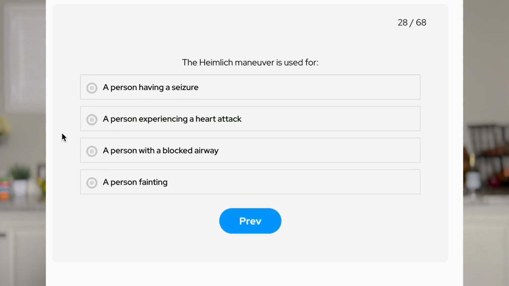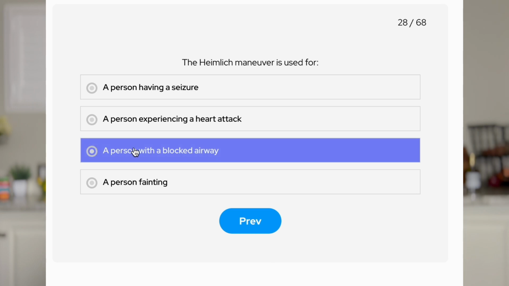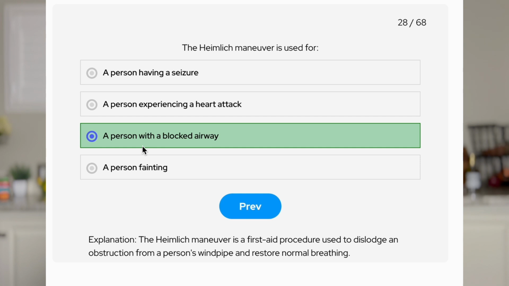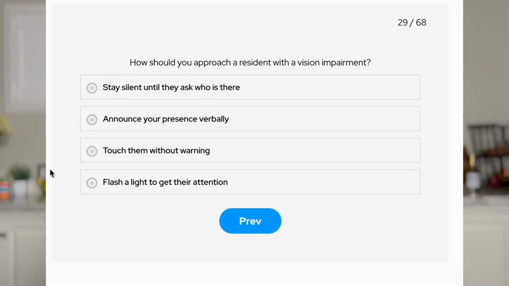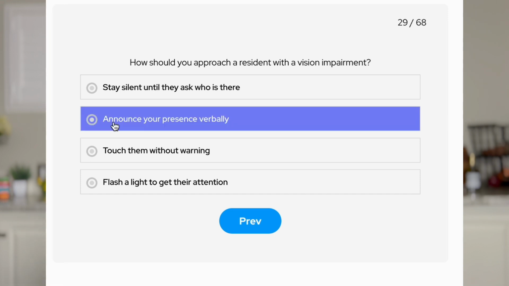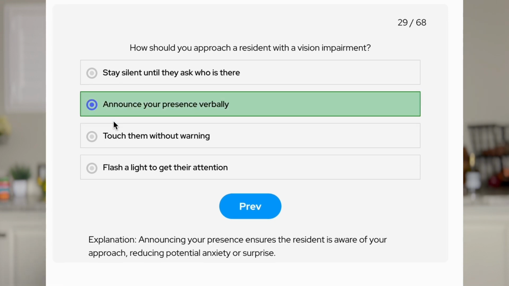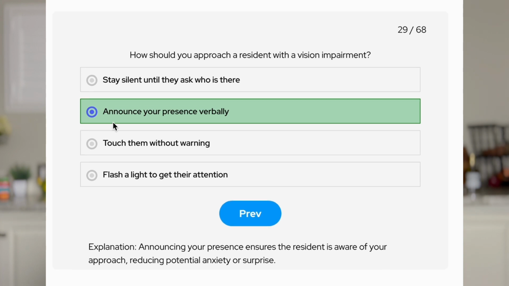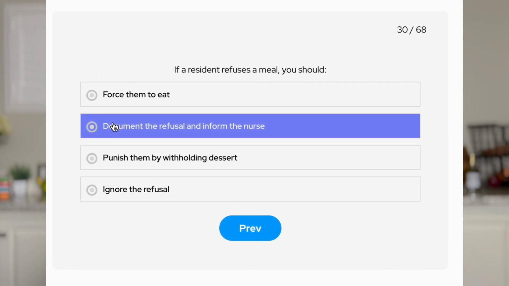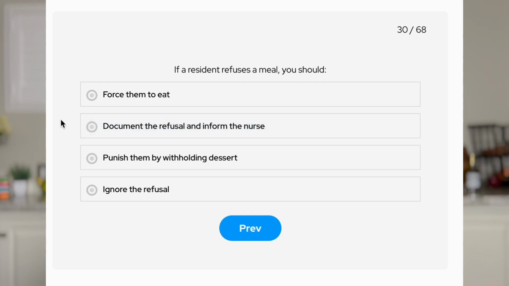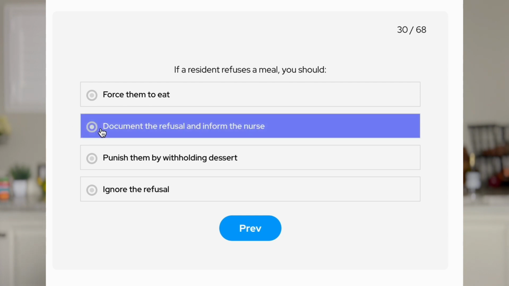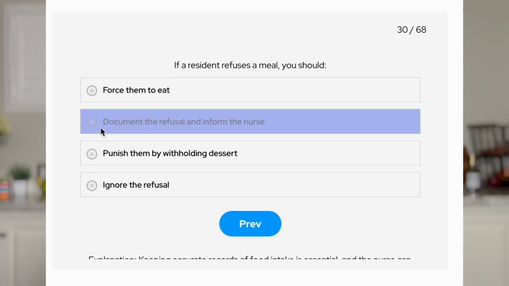The Heimlich maneuver is used for a person with a blocked airway. How should you approach a resident with a vision impairment? Announce your presence verbally. If a resident refuses a meal, you should document the refusal and inform the nurse.